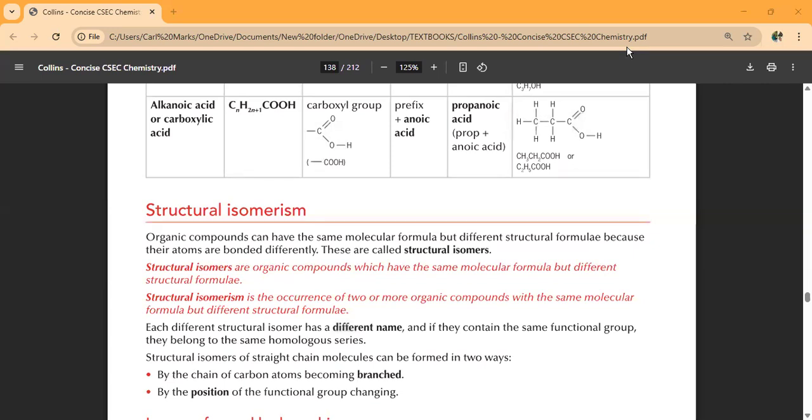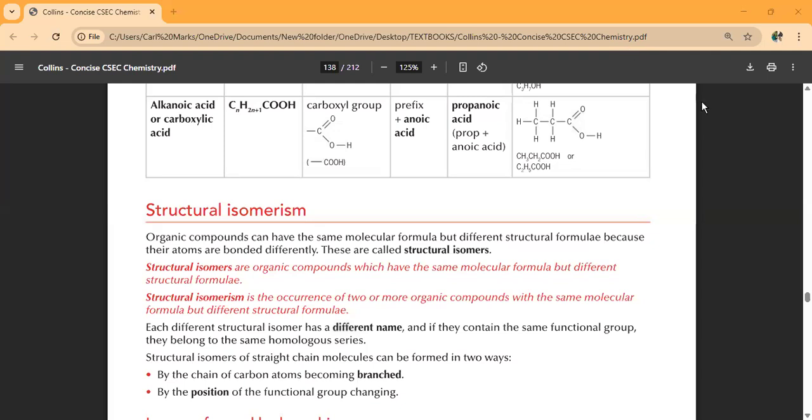Now, this is called structural isomers. Structural isomers are organic compounds which have the same molecular formula, but different structural formulae. And the term structural isomerism is the occurrence of two or more organic compounds with the same molecular formula, but different structural formulae.